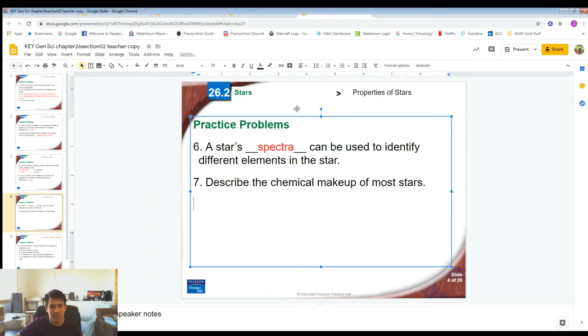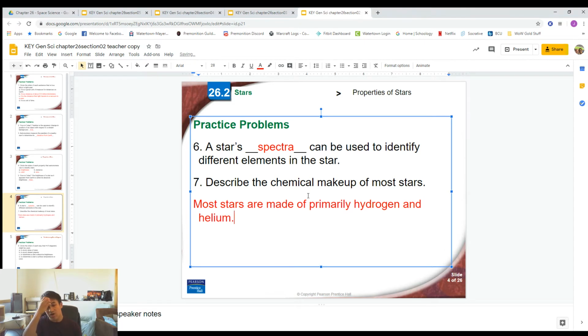Number 7, describe the chemical makeup of most stars. So most stars are made of primarily hydrogen and helium. Okay, there are other elements found in stars like oxygen and carbon and stuff like that, but primarily they're hydrogen and helium.